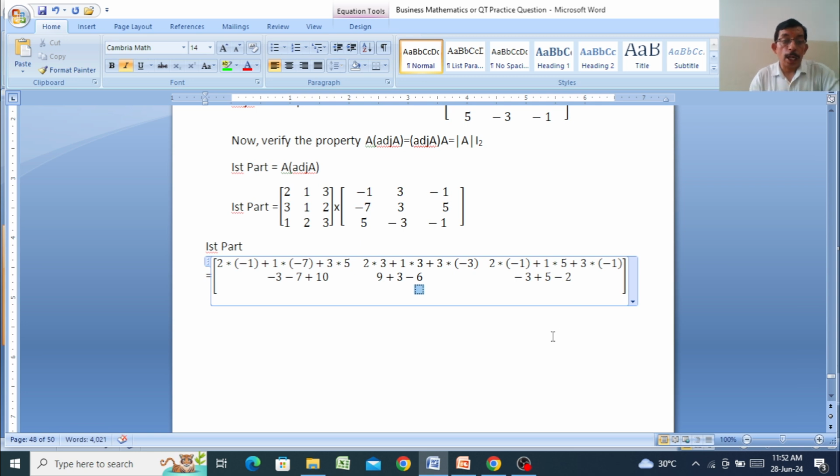Now we come to the last row elements, 1, 2, 3, multiplied by the first column. Then 1 multiplied by minus 1, the answer is minus 1. 2 multiplied by minus 7 is minus 14, note down minus 14. 3 multiplied by 5, the answer is plus 15. Now the third row multiplied by the second column: 1 times 3 is 3, plus 2 times 3 is 6, and 3 multiplied by minus 3 is minus 9.